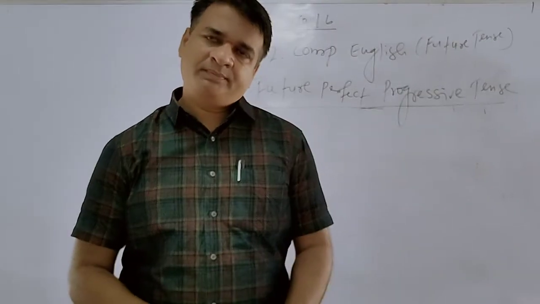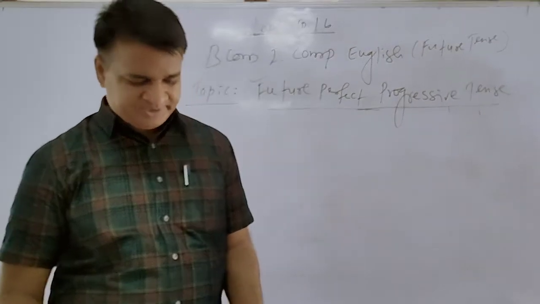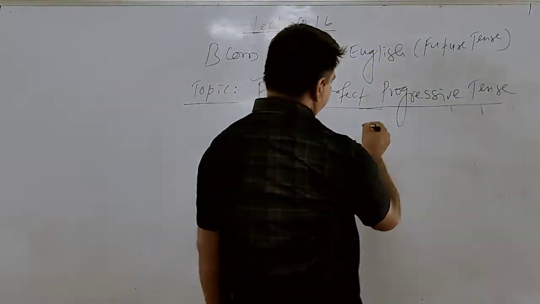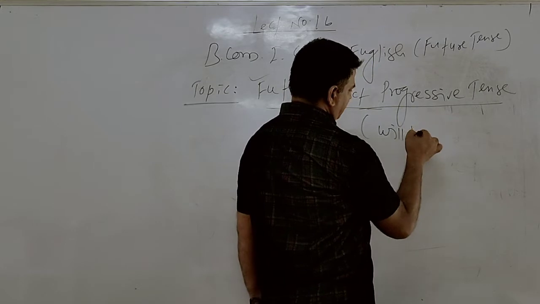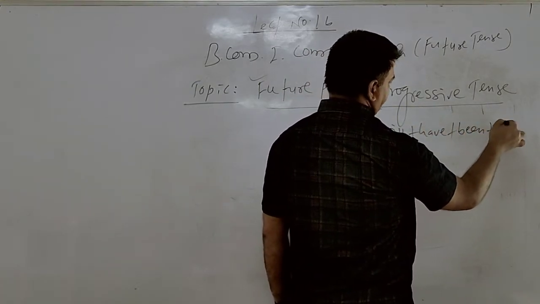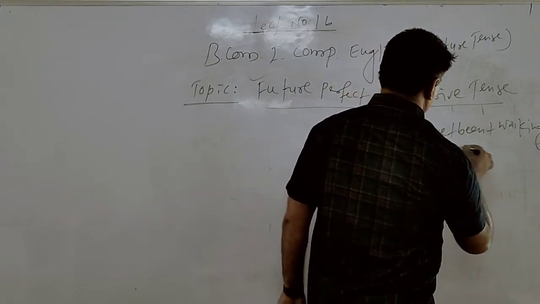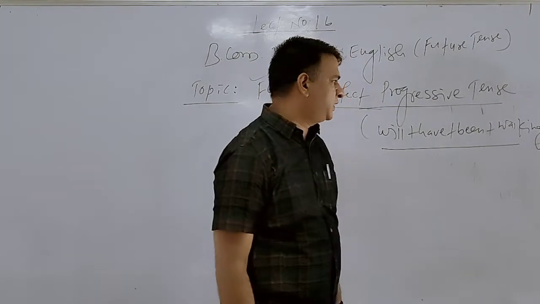Like the present perfect progressive and past perfect progressive, we have the future perfect progressive tense. And the rule is will plus have plus been plus the ing form: will have been walking.